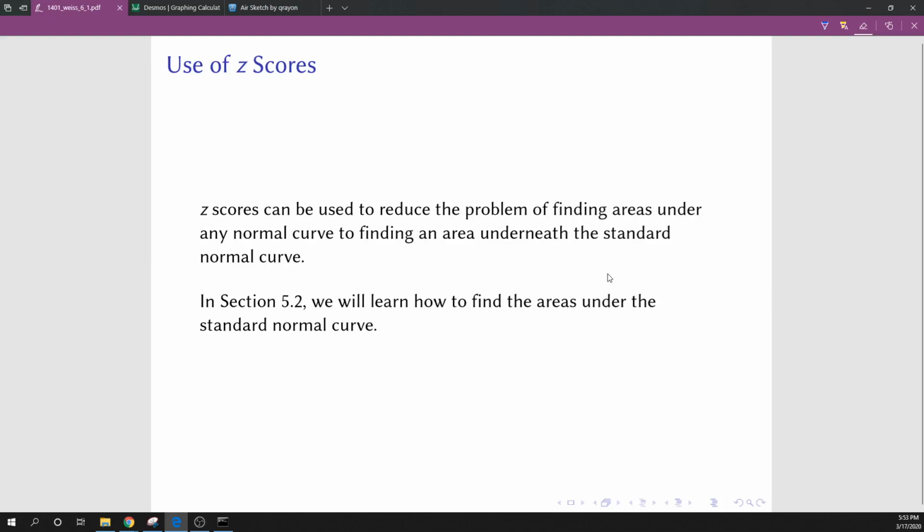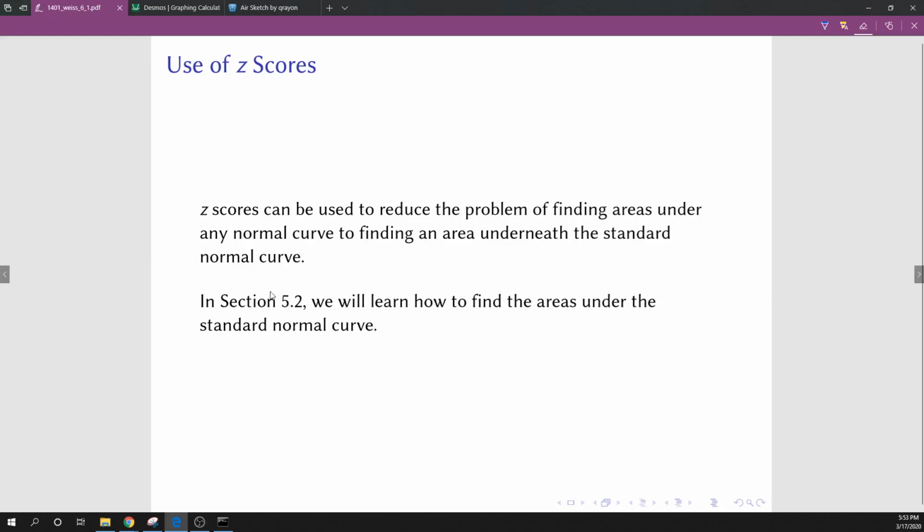So instead of having to look at tons and tons of different normal curves, through the z-scores all you have to do is focus on the standard normal. It'll take your problem that you're working on with some normal curve with any mean mu, and translate it into a problem of finding the area under the standard normal curve.